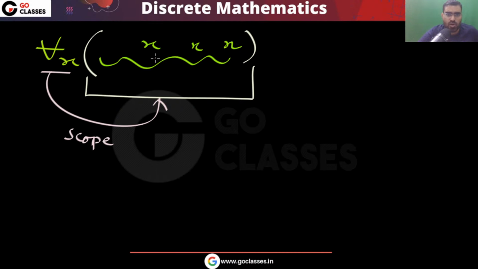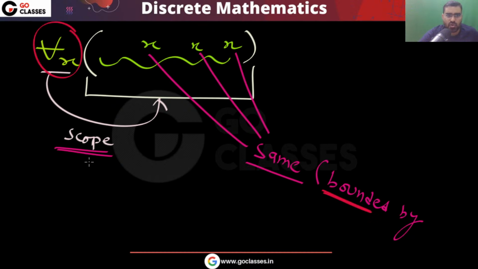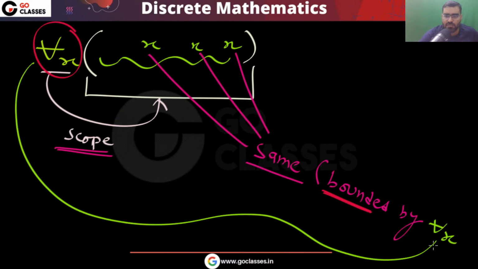Please understand. In this scope, all these x are the same, and they are bounded by this quantifier. So this x, this x, this x, they are basically the same. They will always be the same, and they are bounded by, or you can say quantified by, this universal quantifier. Okay, they are bounded by this quantifier.